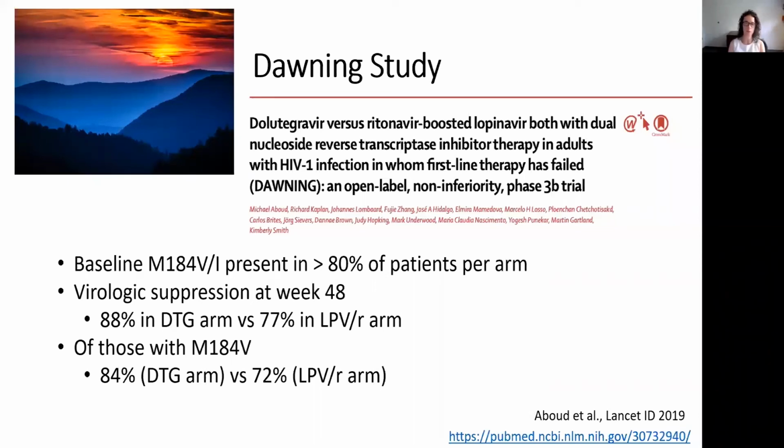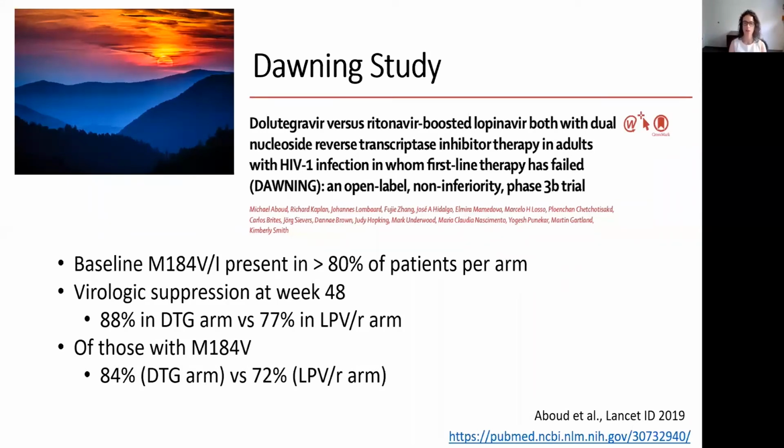They also had multiple other mutations. In the study in general, 88% of the participants in the dolutegravir arm were virologically suppressed at week 48 as compared to 77%. They actually ended this study early, given that dolutegravir was found to be superior to the lopinavir. And when you do the subset analysis of those with the M184V mutation, you can see that 84% of patients in the dolutegravir arm achieved virologic suppression at week 48 as compared to 72%. So this is not our patient, right? These are patients who had an uncontrolled viral load and mutations, but it still did well on dolutegravir.